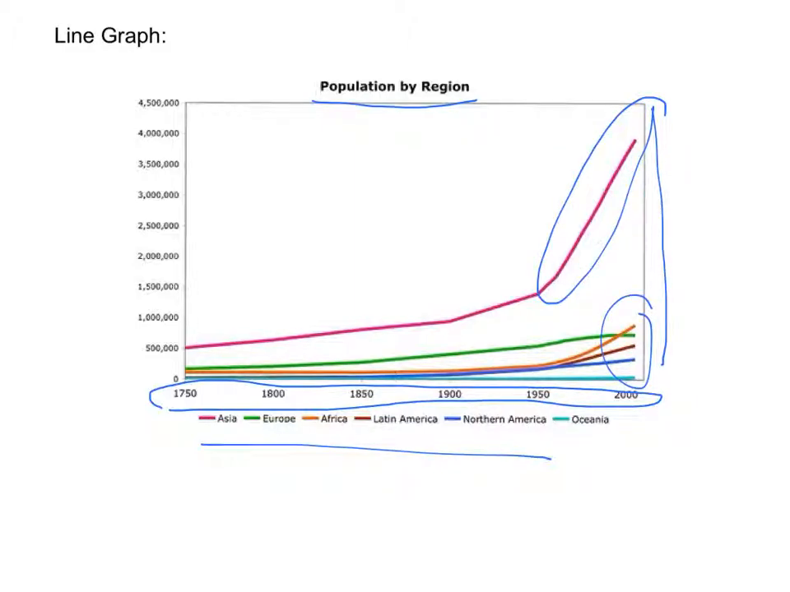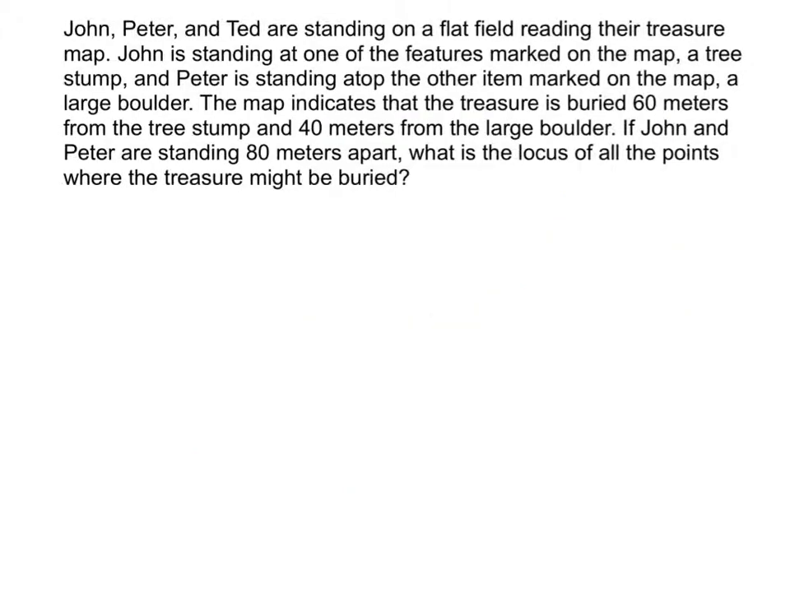Okay, so now we're going to do a practice problem where a diagram is going to be absolutely essential in finding the right answer. So John, Peter, and Ted are standing on a flat field reading their treasure map. John is standing at one of the features marked on the map, a tree stump. Here's John. And Peter standing atop the other item marked on the map, a large boulder. Here's Peter. The map indicates that the treasure is buried 60 meters from the tree stump and 40 meters from the large boulder. If John and Peter are standing 80 meters apart, what is the locus of all the points where the treasure might be buried?